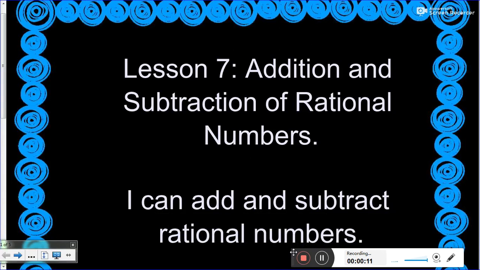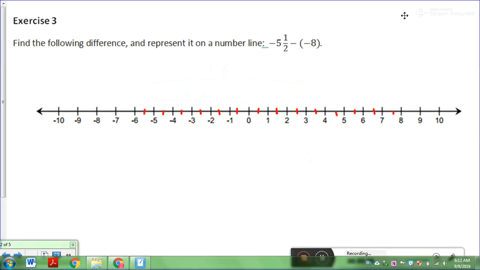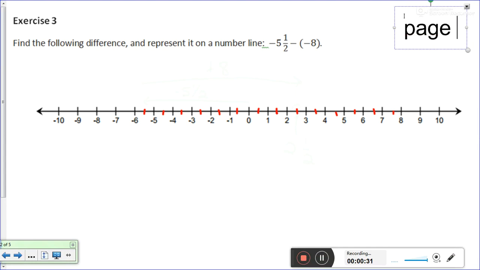We are going to be talking about addition and subtraction of rational numbers. Before, we've done integers, which is just those positives and negatives. Now we're going to tie it all in and show you that the same rules apply when we talk about decimals and fractions.